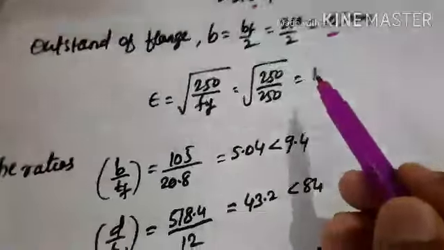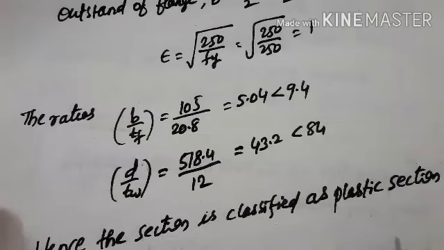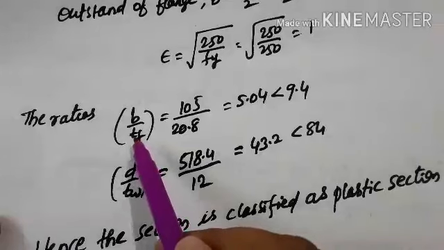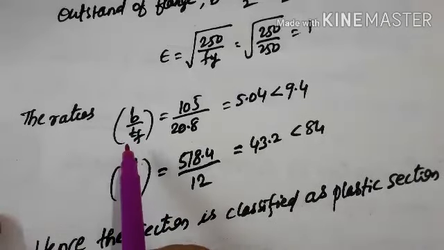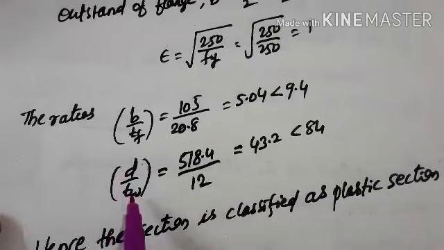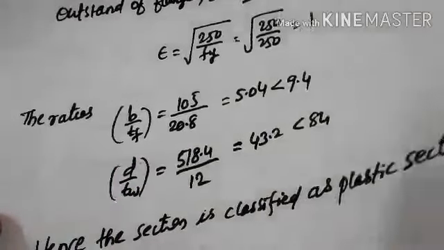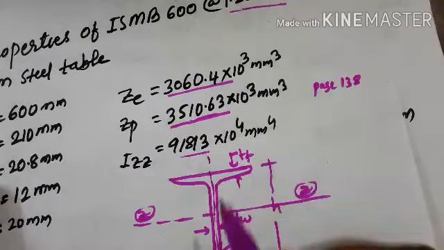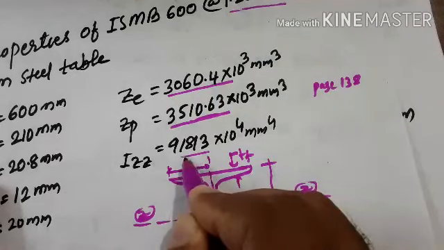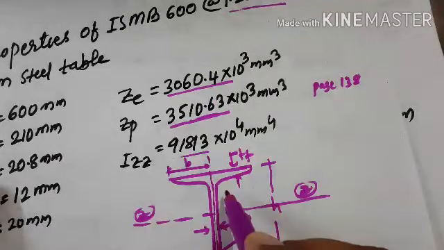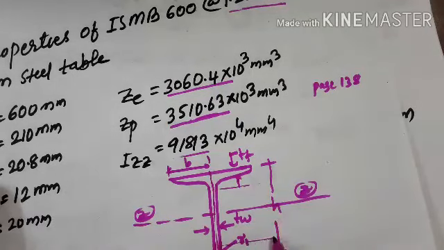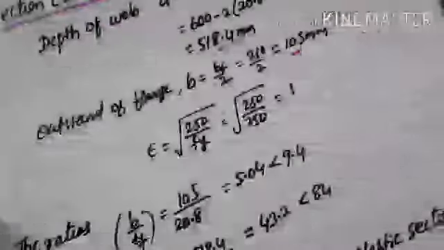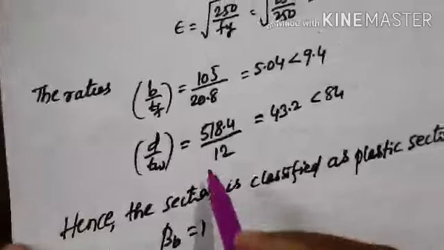Then epsilon also you have to note down, root of 250 divided by fy, you will get the value 1. Then according to table number 2 of IS 800 2007, if we want to classify a section, you have to take the individual element ratios, that is, flange is one element and web is another element. So in this particular section, you take the flange up to this point, and the effective depth up to here. You have noted down all. Then you take the ratios.